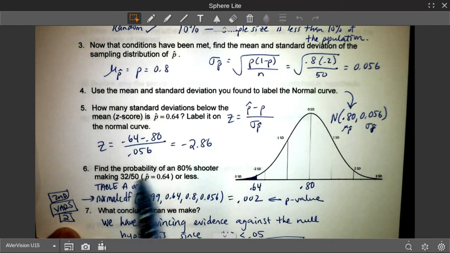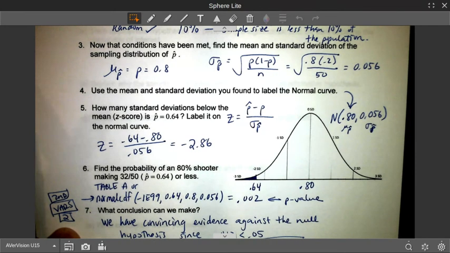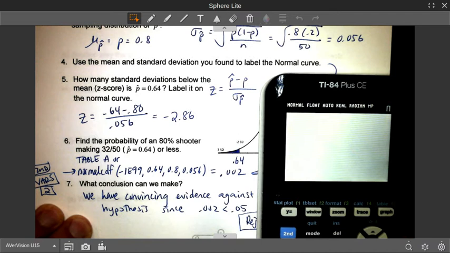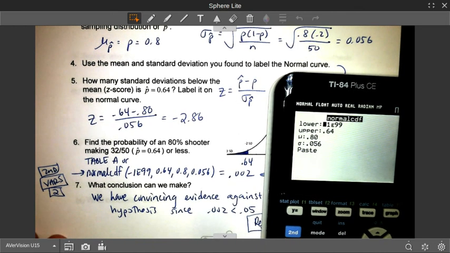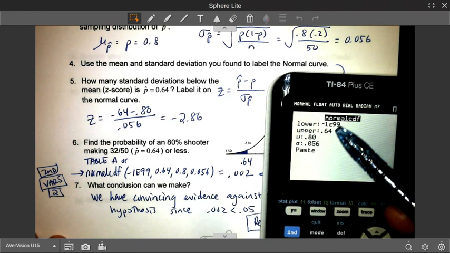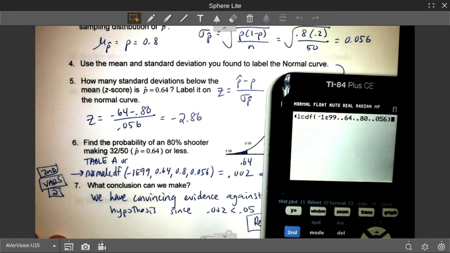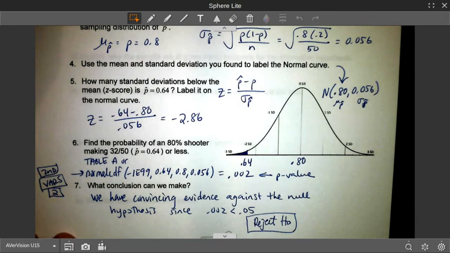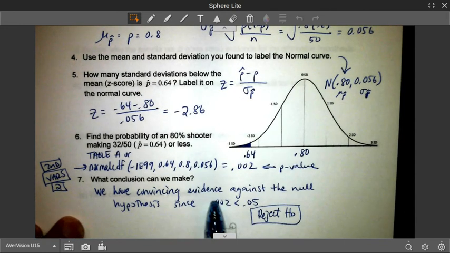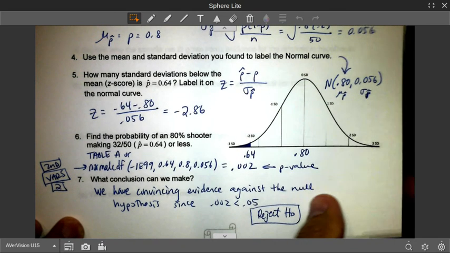We can either go to table A using that z-score and figure out the p-value, or we can do normal CDF. So remember, normal CDF will hit second vars, and we want to go to number 2. And we're going from negative infinity to 0.64, and our mean and standard deviation are 0.8, 0.056, and that'll give us approximately 0.002, which is about 0.2%. So because this 0.2%, this 0.002 is less than 0.05, we have convincing evidence against the null hypothesis, and we can reject the null hypothesis.